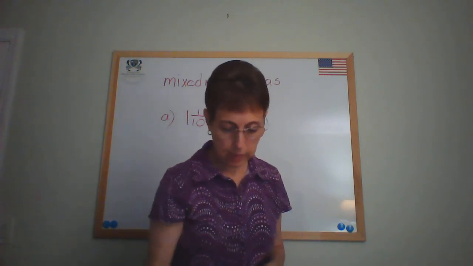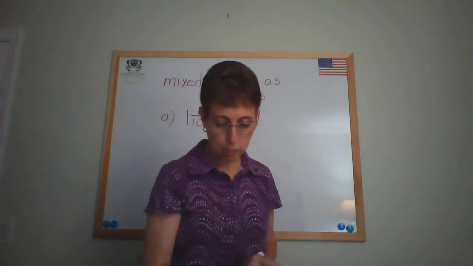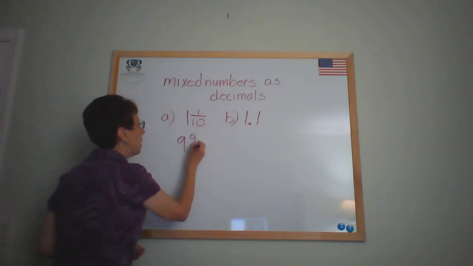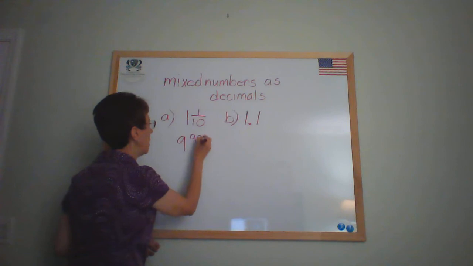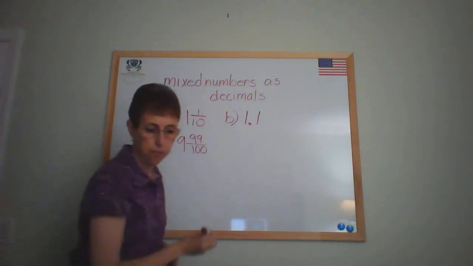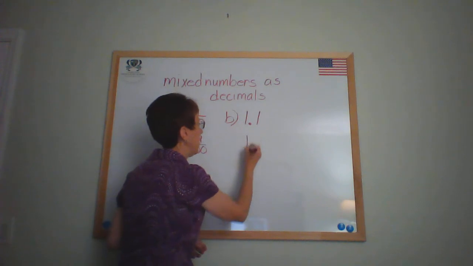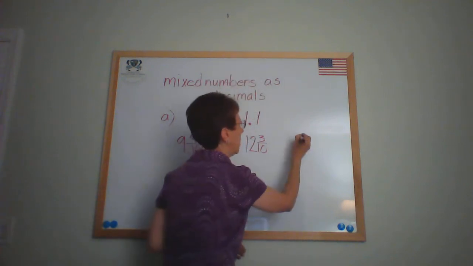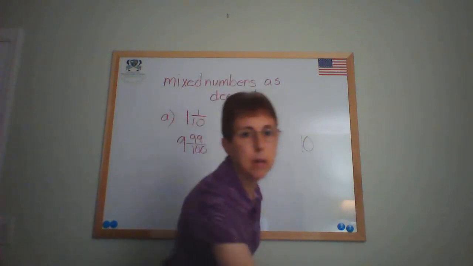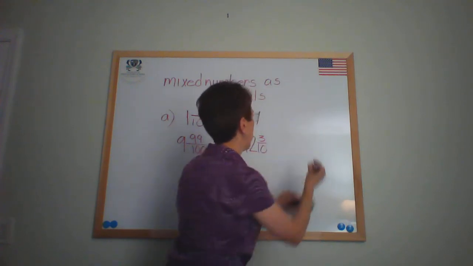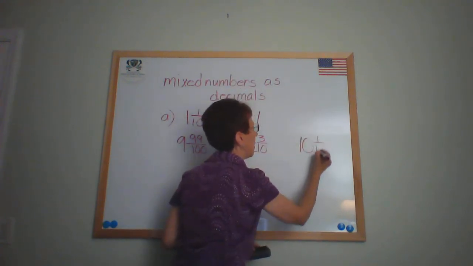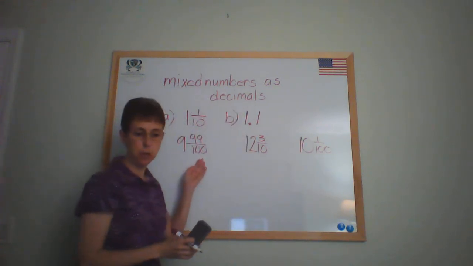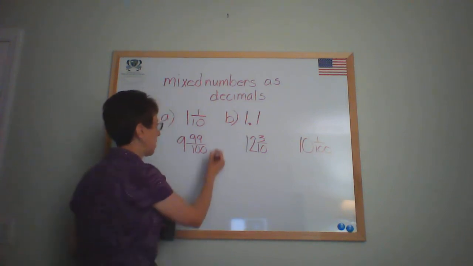Then for C, D, and E, they ask you to write each mixed number as a decimal number. So we have 9 and 99 hundredths. And you have 12 and 3/10. And 10 and 1/100. Oops, that didn't come out so well. Let's fix that. Okay, so each of these we need to write as a decimal. They're written as mixed numbers. We need to write them as a decimal.